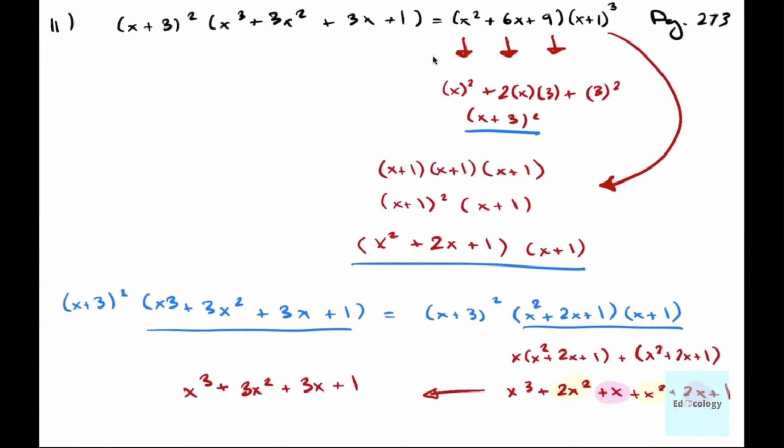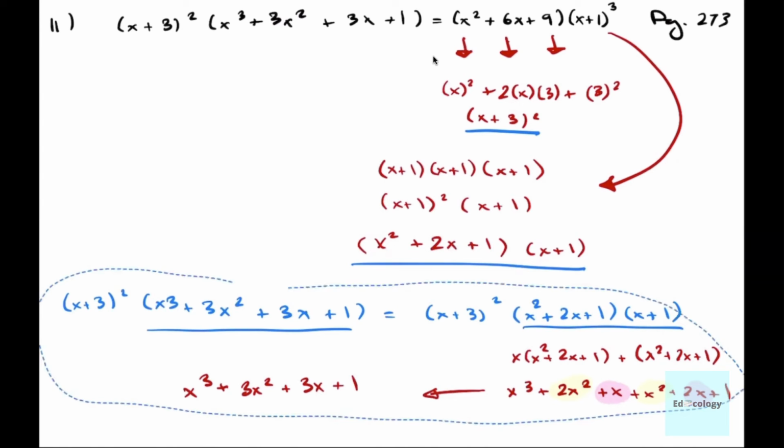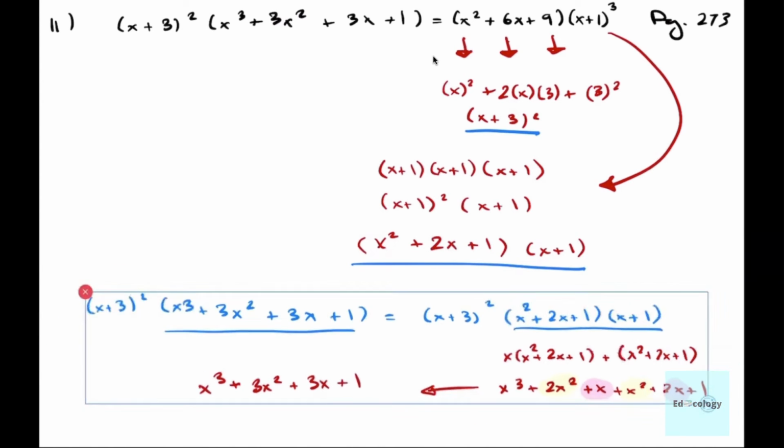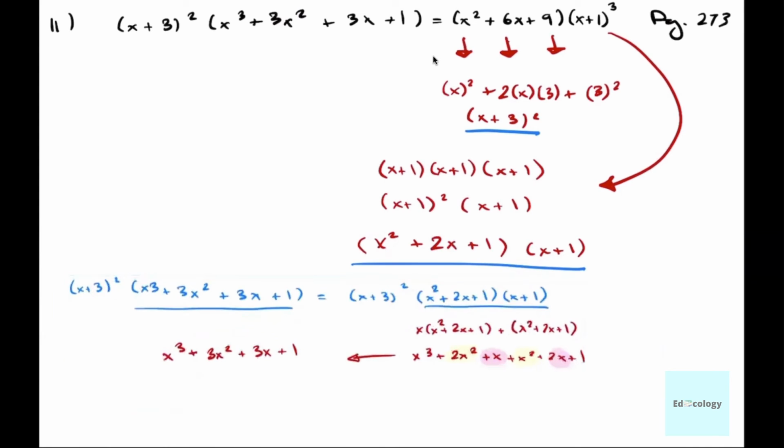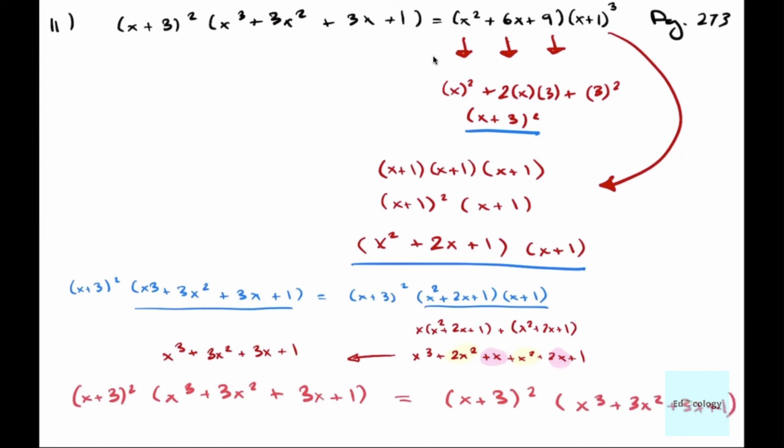And then when you rewrite all of this, let's write it in a different color, you will get (x plus 3) squared times (x cubed plus 3x squared plus 3x plus 1) equals (x plus 3) squared times (x cubed plus 3x squared plus 3x plus 1). These are equal, which means that this is an identity.